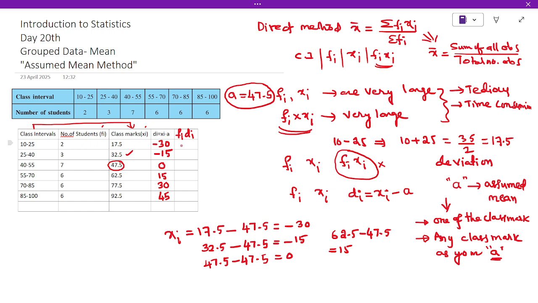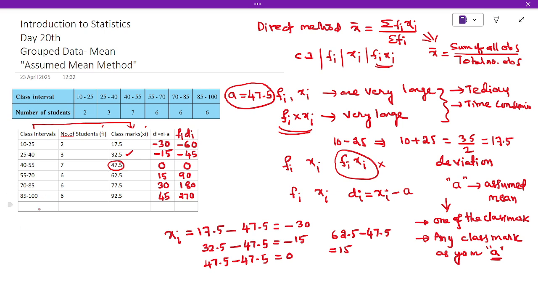Now you see these calculations are very simple. 2 into minus 30, that will give you minus 60. 3 into minus 15, minus 45. 7 into 0, 0. 6 into 15, that is 90. 6 into 30, 180, right? Compared to the previous numbers, these numbers are very easy to calculate, right? So 6 into 45, that is 270. Okay, so we are done with the table, right?